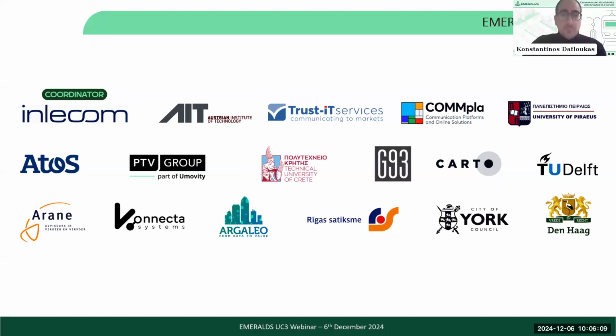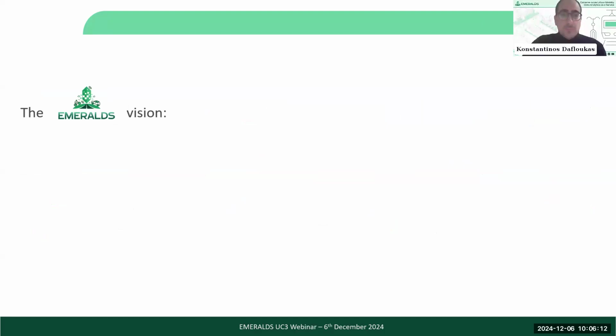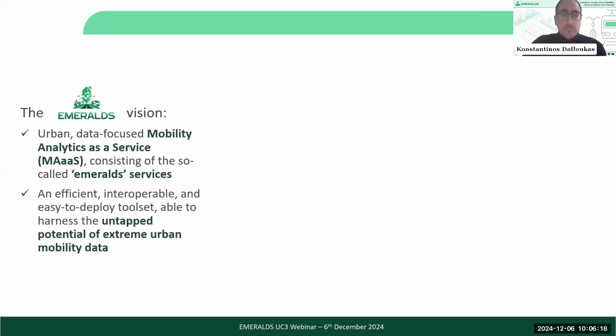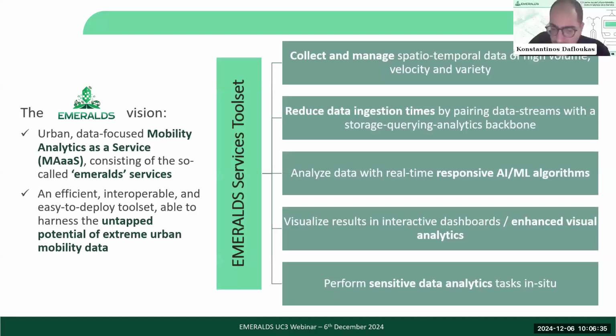So about Emeralds' vision. So what we are doing here in Emeralds. Emeralds' vision is to design, develop, and create an urban data-oriented mobility analytics as a service consisting of the so-called Emeralds services, combined in a proof of concept prototype capable of exploring the potential of extreme urban mobility data. This toolset will enable the stakeholders of the urban mobility ecosystem to collect and manage ubiquitous spatio-temporal data of high volume, high velocity, and high variety.